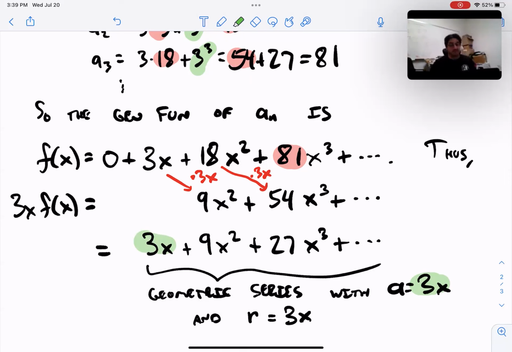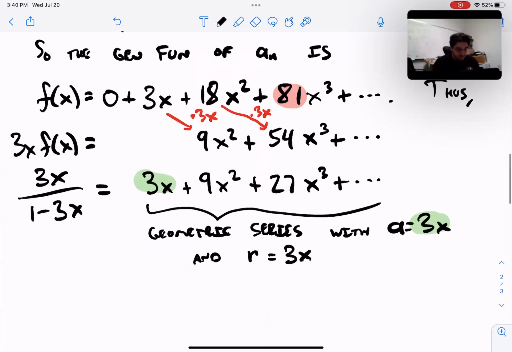3x times 3x is 9x squared. 9x squared times 3x is 27x cubed, and so on. So evaluate this, a over 1 minus r, right? So doing a over 1 minus r, we get 3x over 1 minus 3x. There's our expression for that infinite series, right?